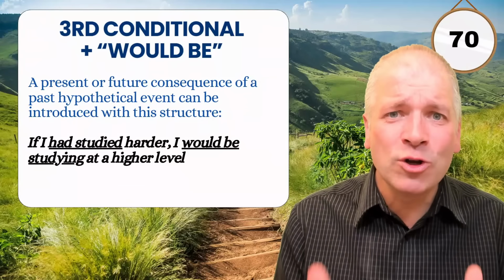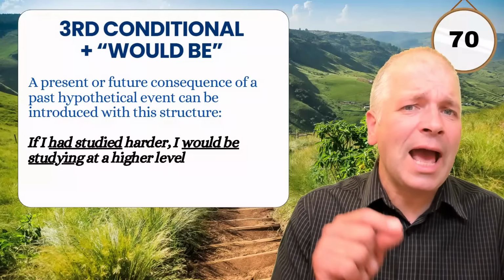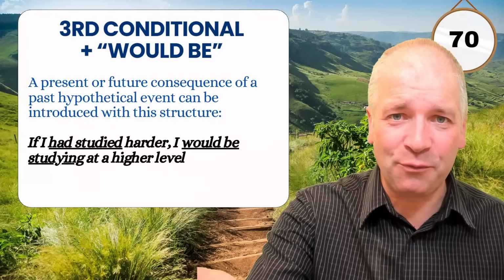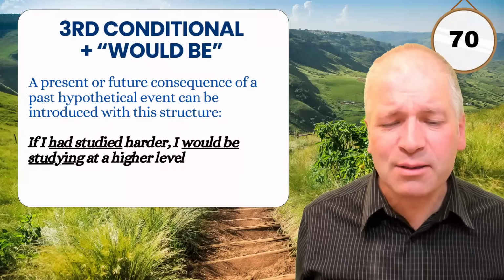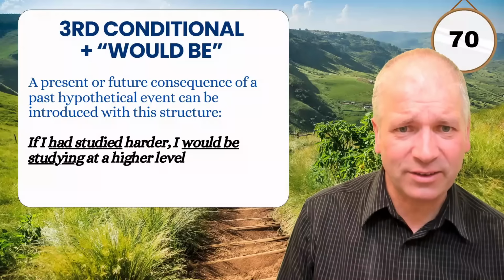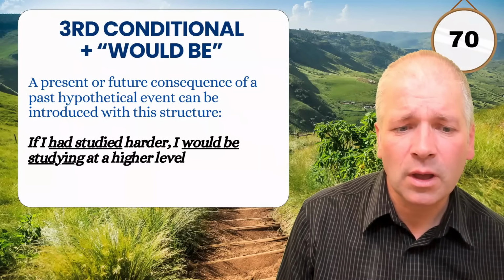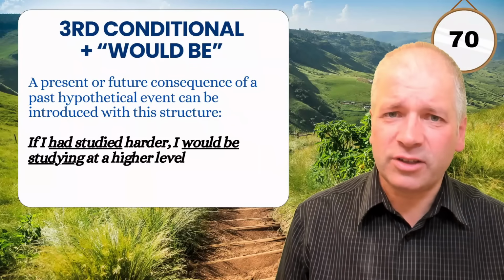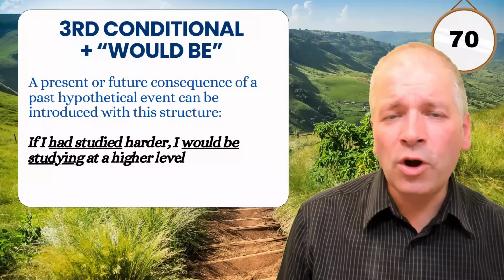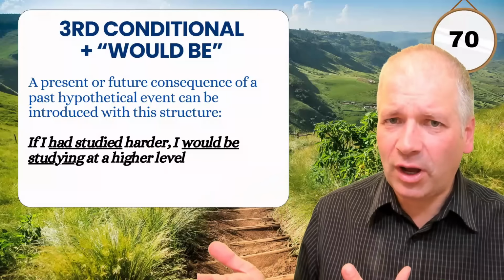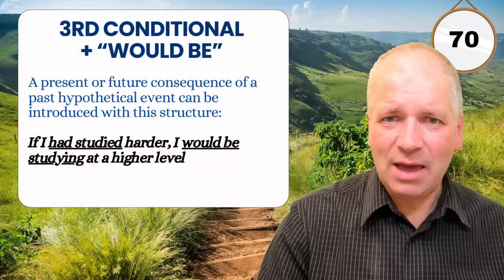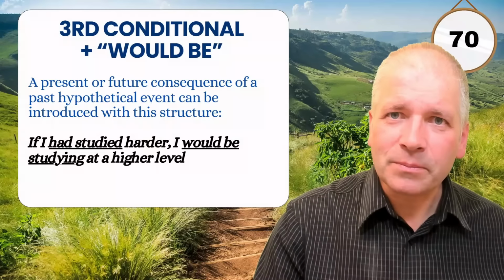But if you say would be, then you're imagining how the future could be different if something in the past had changed. If I had studied harder, past perfect, the past situation, I would be studying at a higher level. Would be means that now or in the future I could study at a higher level, not the past.